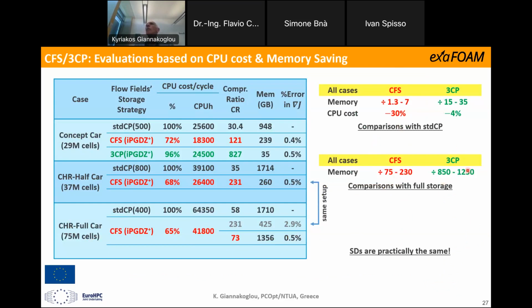go to the right of this picture, in which you see that we have divided the memory, say, on average by 10, compared to the standard checkpointing technique that is already quite a parsimonious technique regarding memory requirements, and we have reduced the CPU cost by between 30 and 4%. And of course, if we compare everything with full storage, then the gain is huge.